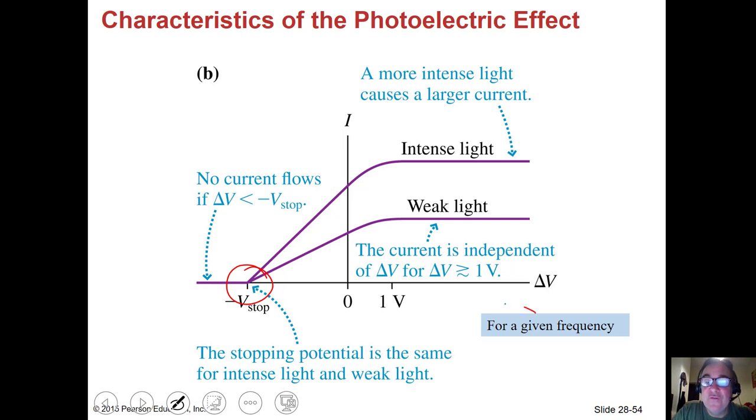And this picture is just for a given frequency. Okay, so you've picked a frequency. This is what you have. So for weak light, you get a certain amount of current. For intense light, you get more current. But you could stop them all if you have enough stopping potential. Okay, very good.